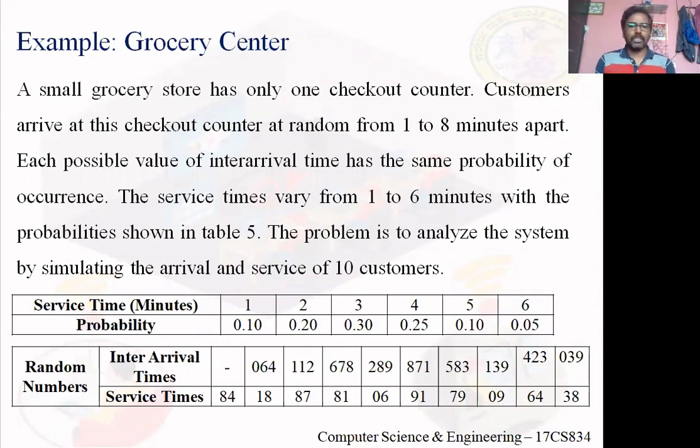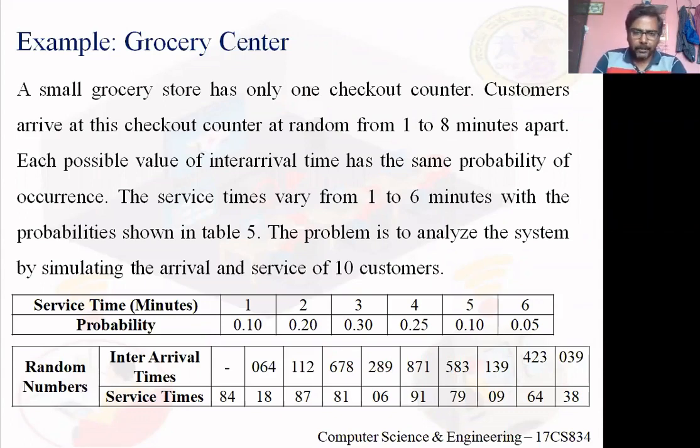Got it? So you got 2 inputs, inter-arrival times and service times. But here, first, we are given the probability distribution. Look at the first table, it gives the probability for service time. Service times, as I said, may be 1 or 2 or 3 or 4 or 5 or 6. But what is the probability of occurrence? What is the probability that service time will be 1 minute? What is the probability that service time will be 2 minutes?